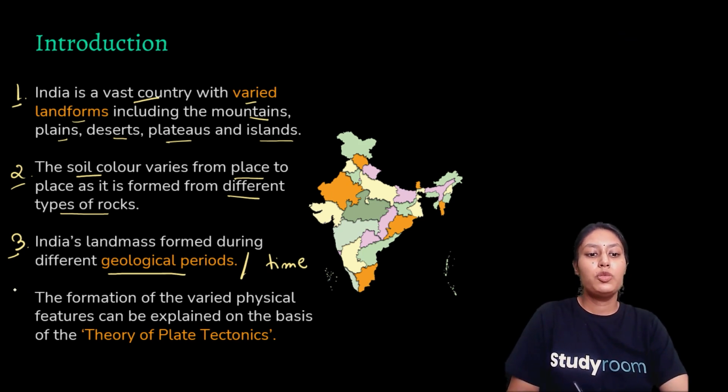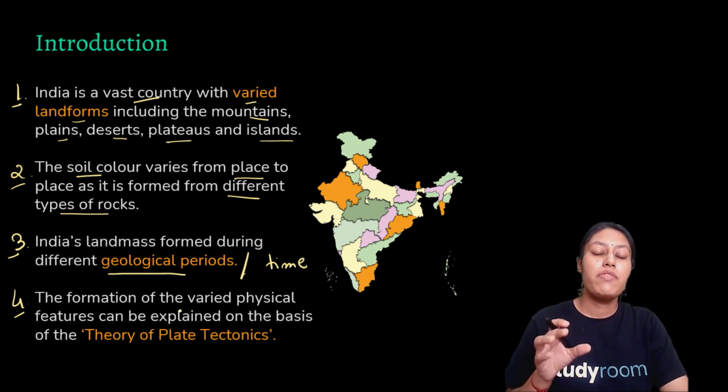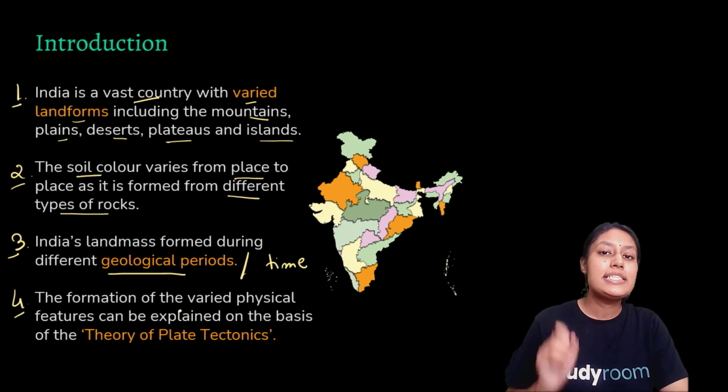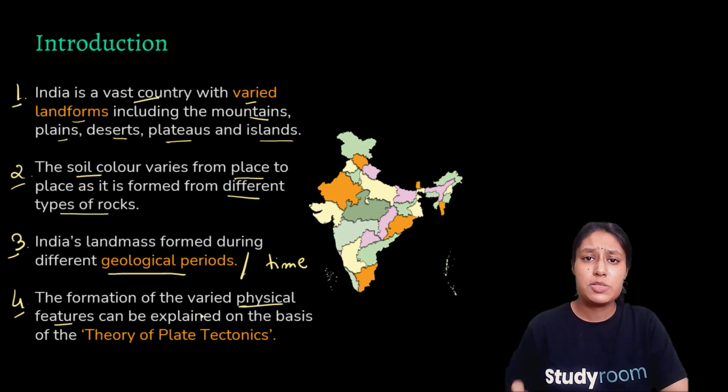Now, the fourth point is the formation of varied physical features. What is the reason that mountains are different from deserts, and why are mountains placed there and deserts placed somewhere else? What is the reason for such formation of physical features? This can be very easily explained on the basis of the theory of plate tectonics.